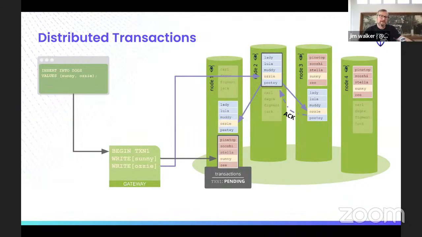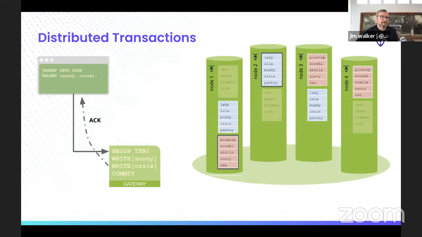Two of three of my followers have come back with an acknowledgement on this. Great, I now do that. At this point, I have two of three all over the place. I can clear these temporary records and everything gets committed, and I can acknowledge back to the originating requester and say, great, this now happened.